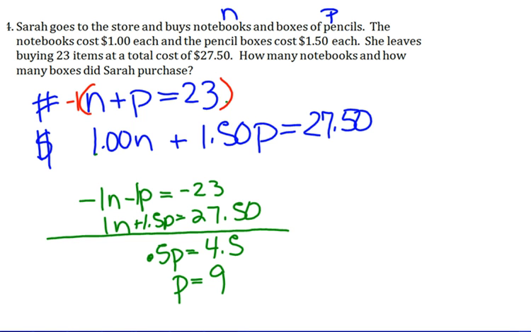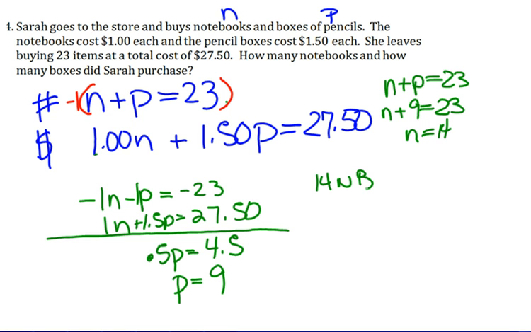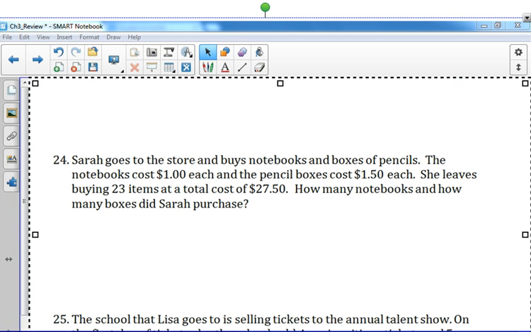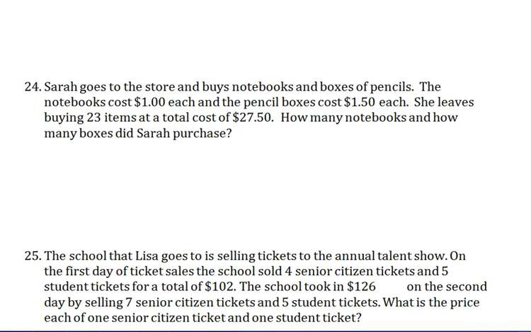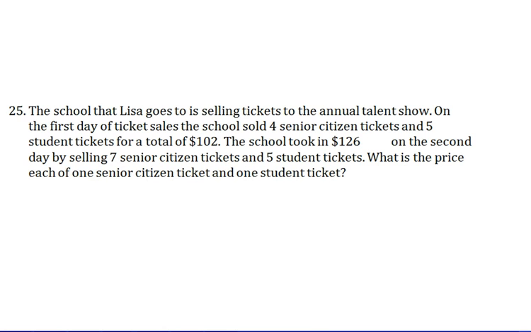Well, in the original, the pencils and the notebooks have to equal 23. If there's 9 pencils, the notebooks had to have been 14. All right, so what we found is 14 notebooks and 9 pencils. That was our solution there. Okay. Now, let's go back through here. Sorry about that. All right, so now we're going to go through another one.